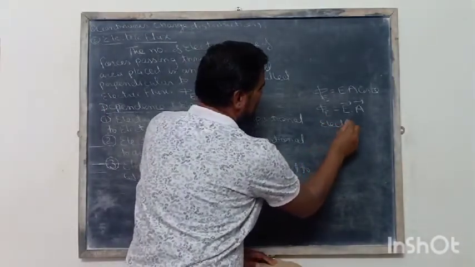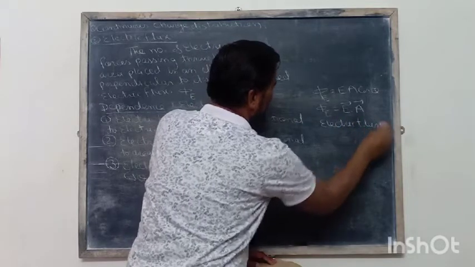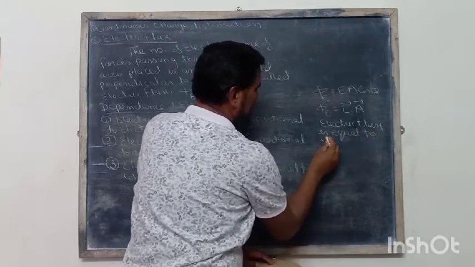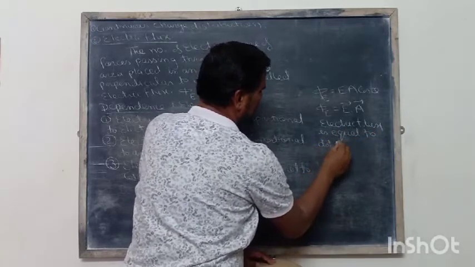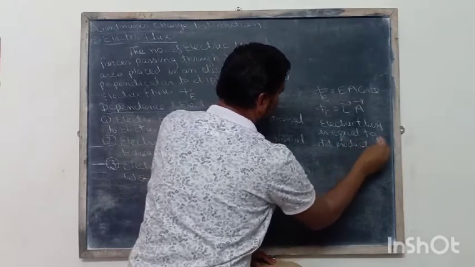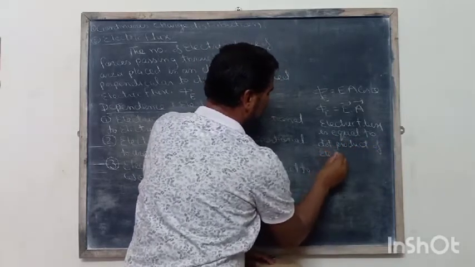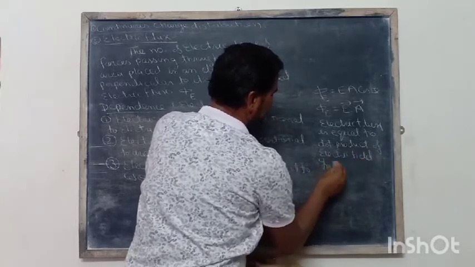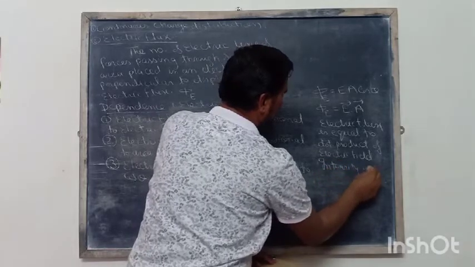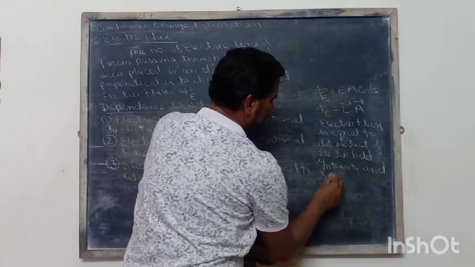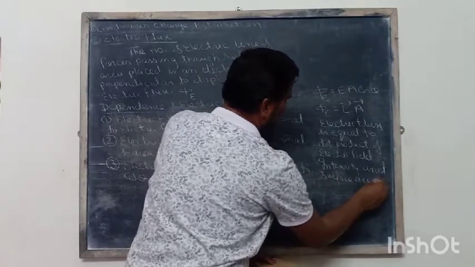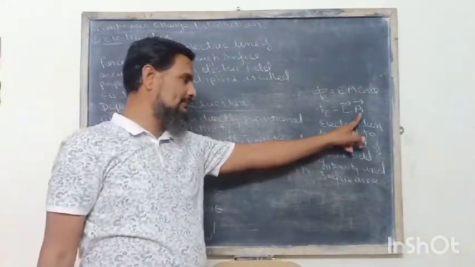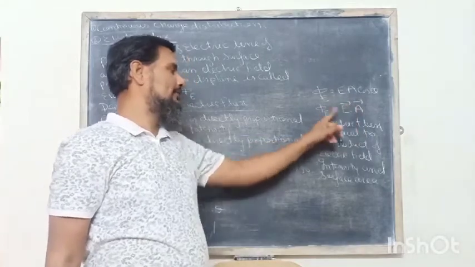Electric flux is equal to the dot product, or scalar product, of electric field intensity and surface area, because area is a vector quantity. So E dot A is equal to phi E.